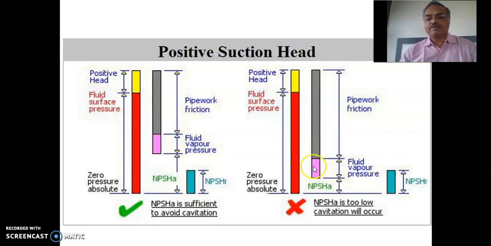This much is the vapor pressure head. So this much head, net positive suction head, is available. We have this much total head, out of which we are spending this much. So this much positive head is available. But the pump requirement is of this much head. So net positive suction head required is this much, which is more than available. That's why in this situation, cavitation will occur.